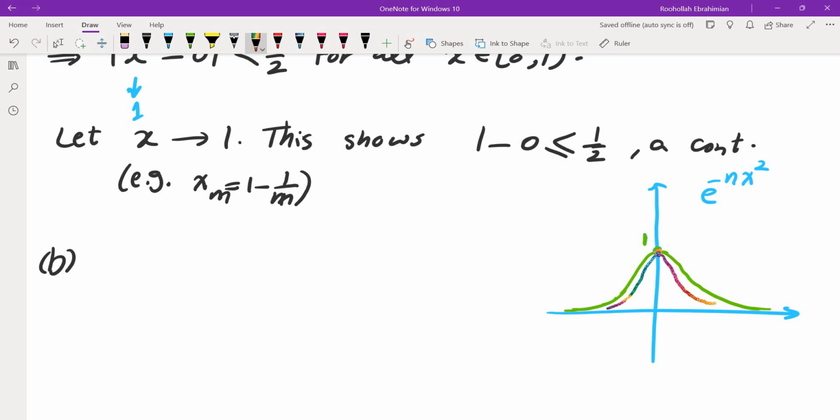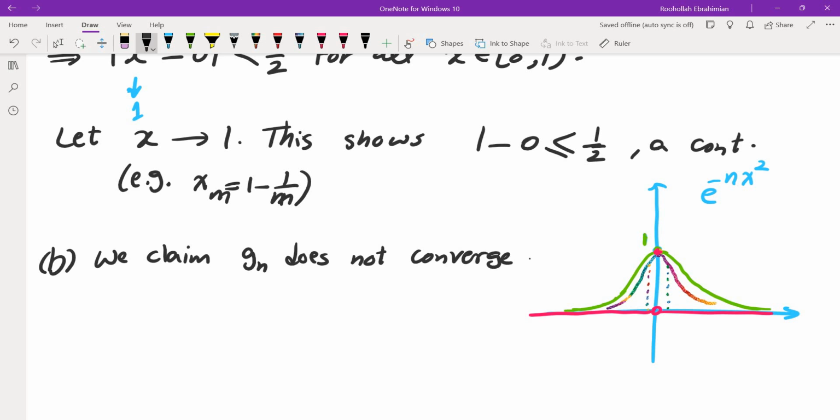And so on. As you see here, the rate of approaching the limit function near 0 is slower than the rate when you approach infinity, which means it doesn't converge uniformly. So we claim Gn does not converge to G uniformly.